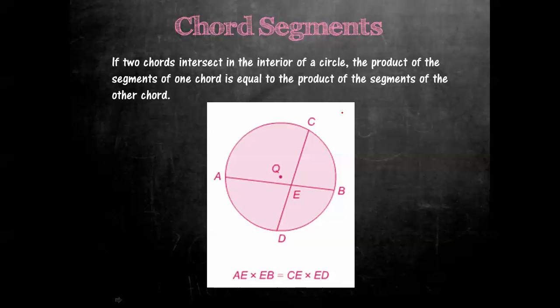Our other rule that we're going to talk about is that if two chords intersect in the interior of a circle, the products of the segments of one chord are equal to the product of the segments of the other chord. So for example, AE times EB is going to equal CE times ED.